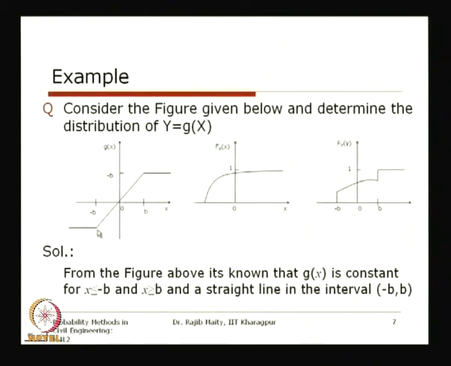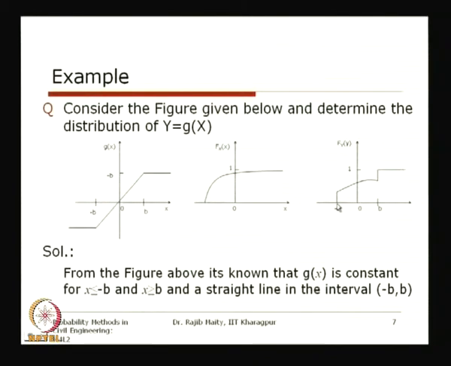So, for minus b to plus b, the distribution of y will be the same as this value for F_X, and when y becomes greater than b, it should be equal to 1, and when it becomes less than minus b, it should be equal to 0. Now if you see it pictorially, from minus infinity to minus b, the value of F_Y is 0.